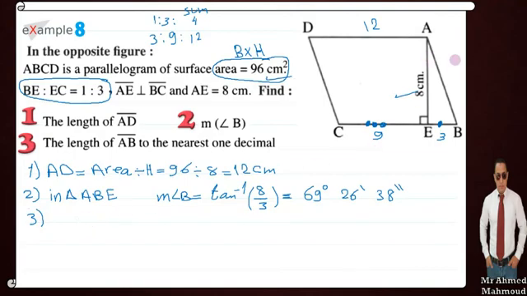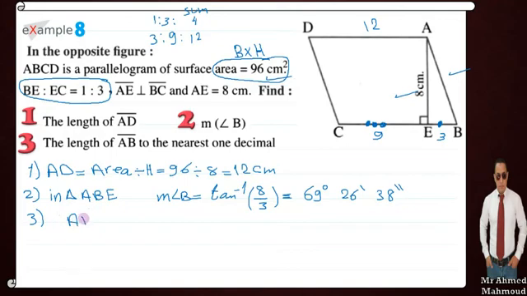Now I need to find AB. I can find AB in two different ways. I can find it using sine or cosine, because I already have angle B, or I can find it by Pythagorean theorem. It's easy to use the Pythagorean theorem.